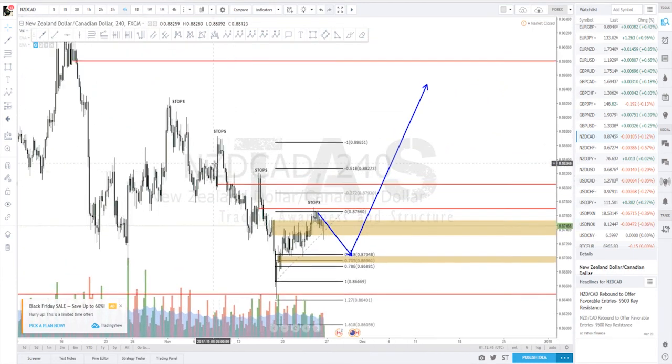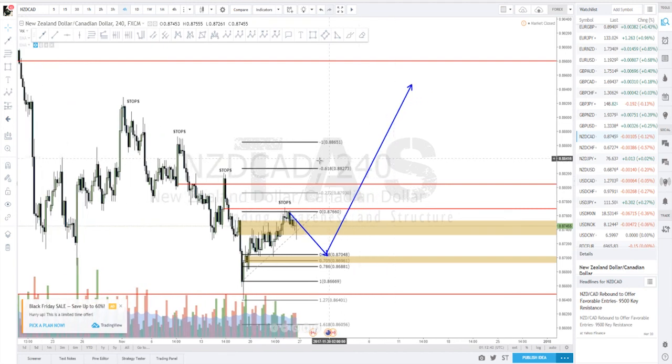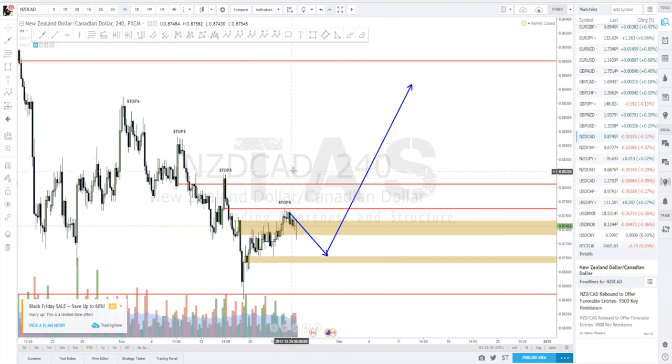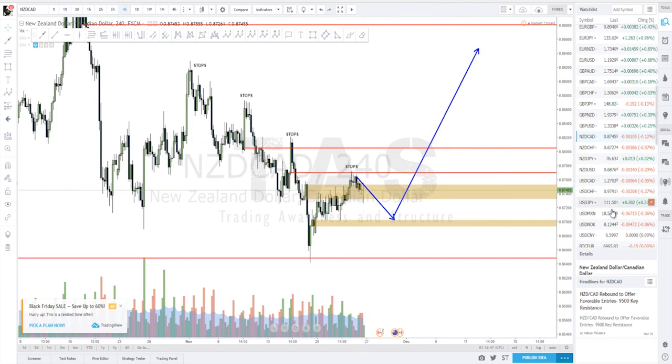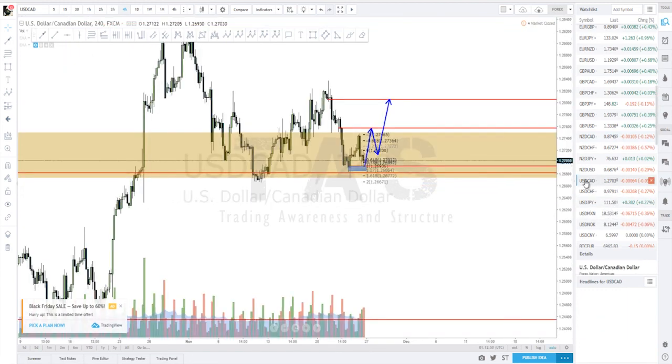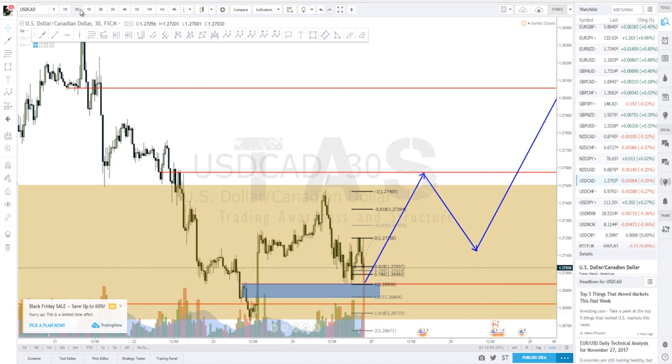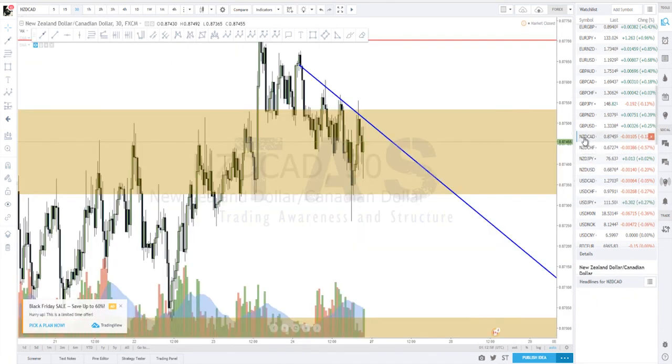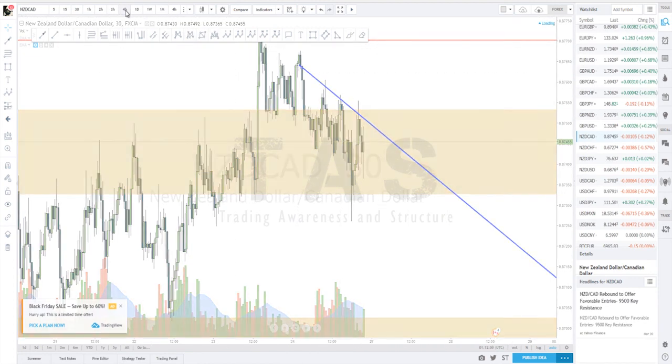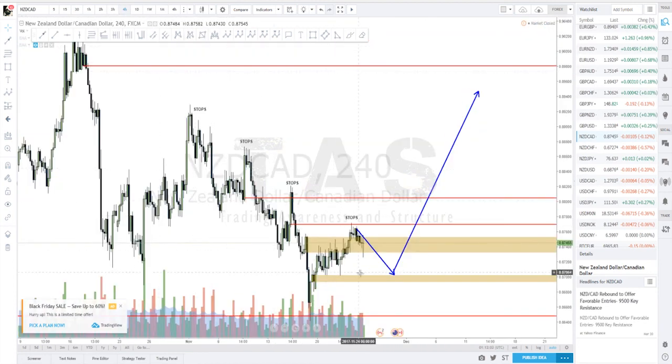Yeah. So let's keep these lines here. On the US CAD, we had a 15-minute or 30-minute setup here. On NZD CAD, we have a 4-hour setup. We'll keep looking at it.